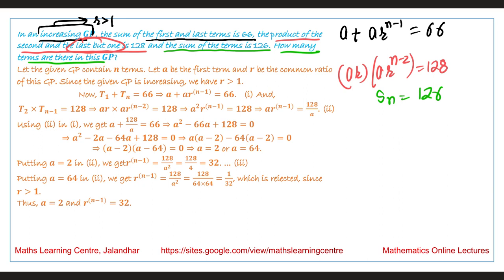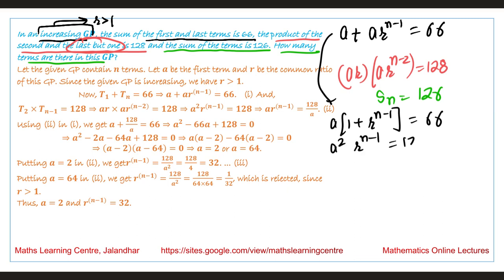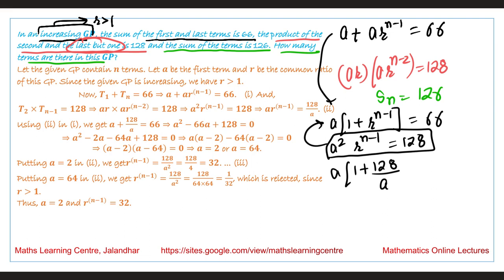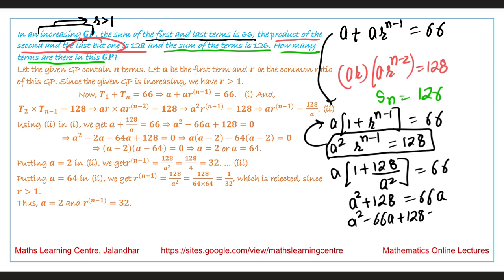So if we look at these equations, from the first equation we write a into 1 plus r raised to the power n minus 1 is 66. From the second condition we have a square r raised to the power n minus 1 is 128. If we substitute the value of r raised to the power n minus 1 from this equation in the first, we obtain a into 1 plus 128 by a square, that is equal to 66. So we get a square plus 128 is equal to 66a. So we get a square minus 66a plus 128 is equal to 0.